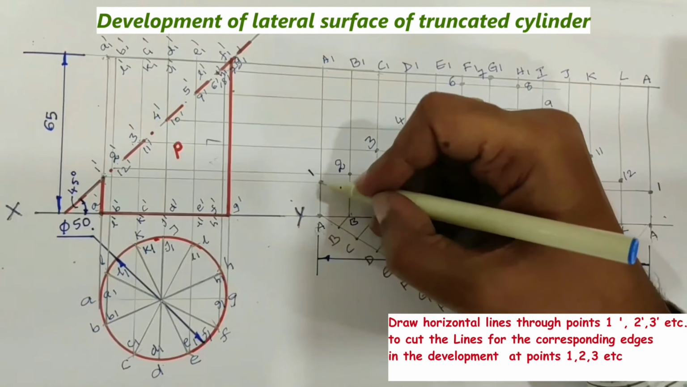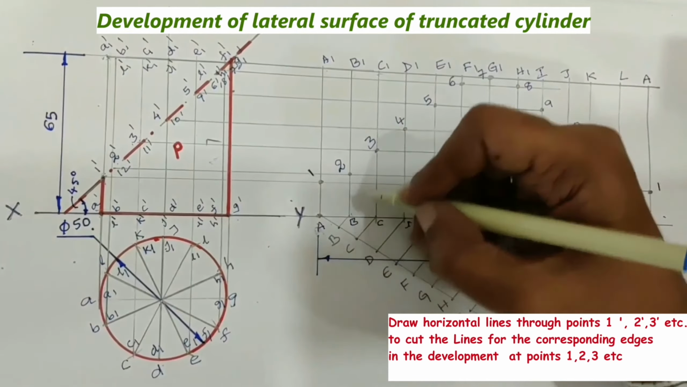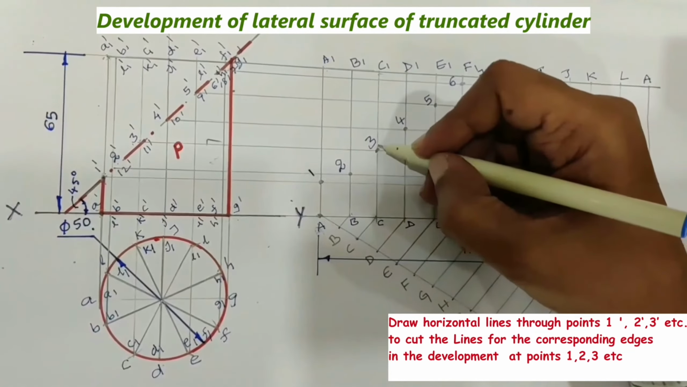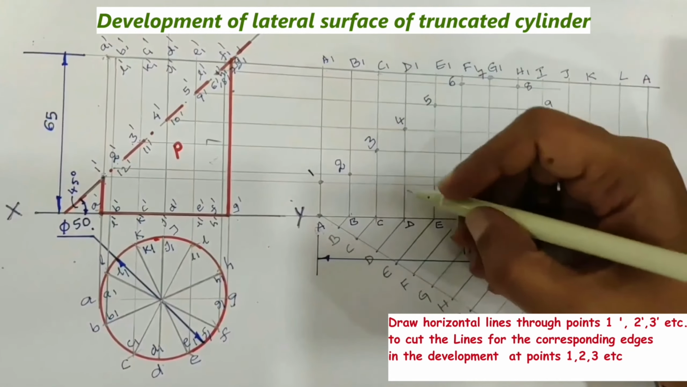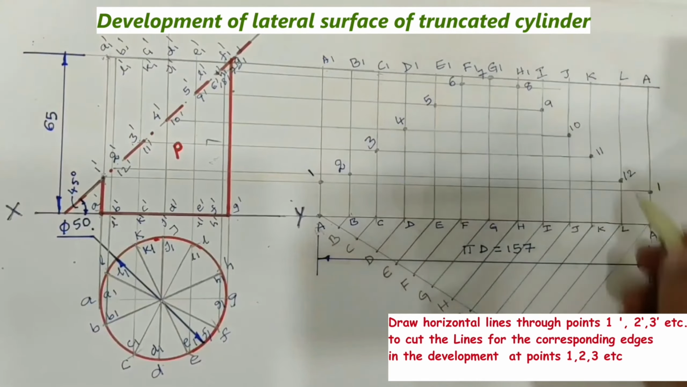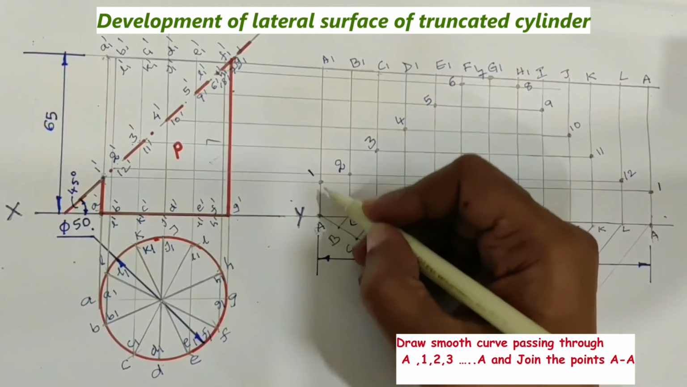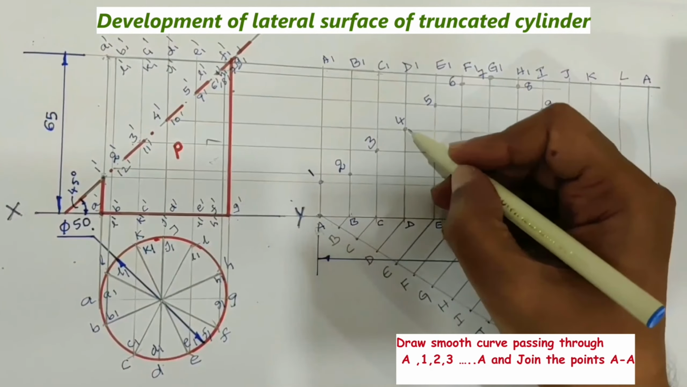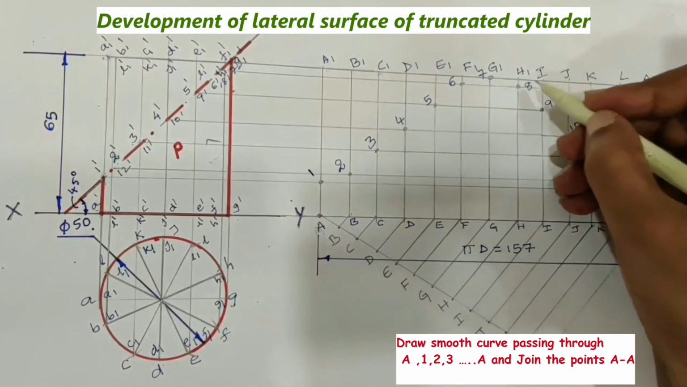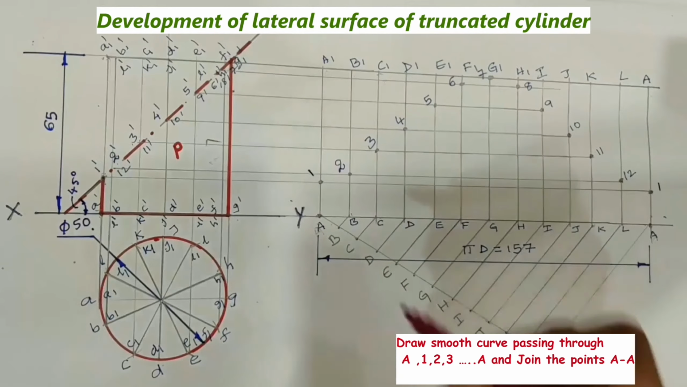Here, 1 is a point on the AA1 generator, 2 is a point on the BB1 generator, 3 is a point on the CC1 generator, 4 is a point on the DD1 generator, and we got the remaining points on the respective generators. After that, draw a smooth curve passing through A, 1, 2, 3, 4, 5, 6, 7, 8, 9, 10, 11, 12, 1, A.